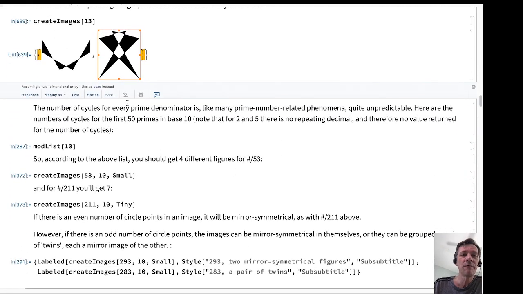The actual number of cycles, we've seen 1 cycle and we've seen 2 cycles. The actual number of cycles for every prime denominator is, like many prime number related phenomena, quite unpredictable.